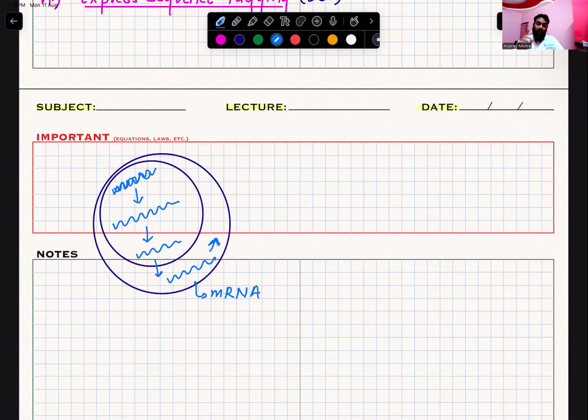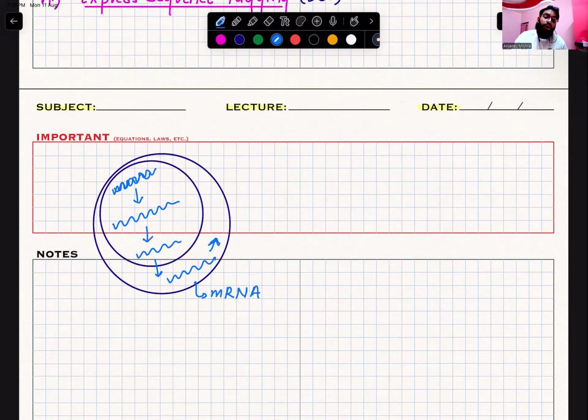Does this mRNA contain any exon? Does it contain any random segments like intron? No. Does it contain any extra random sequence which we don't want? No. It is purely mRNA, which is free of all the problems. You can take it, you can convert it into protein.